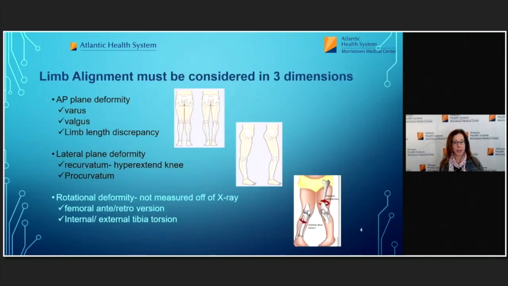The limb alignment must be considered in three dimensions. In the AP plane, you can see varus and valgus deformities. In the lateral plane, you can see hyperextension of the knee and procurvatum. Rotational deformities that Dr. Dean just discussed are not measured off the x-ray. This is a twist in the bone itself, and she's already talked about femoral antiversion and internal tibial torsion.